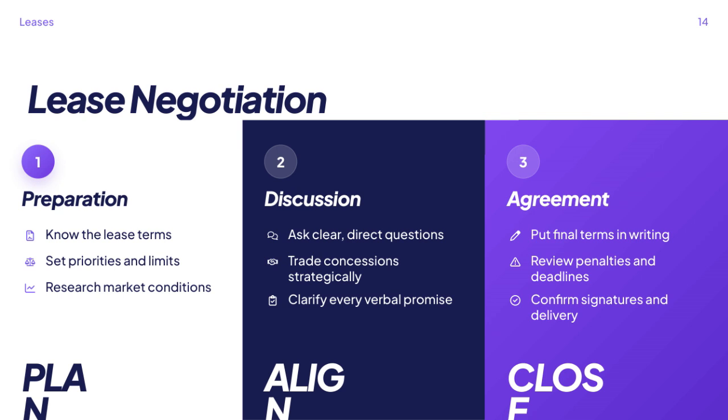Finally, in the agreement stage, it's crucial to put all final terms in writing. Take time to carefully review penalties and deadlines to avoid costly mistakes, and confirm that all parties sign and properly receive the lease documents. Following these steps systematically helps you close the deal confidently and securely.